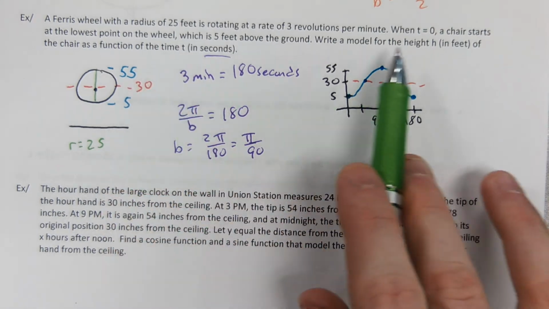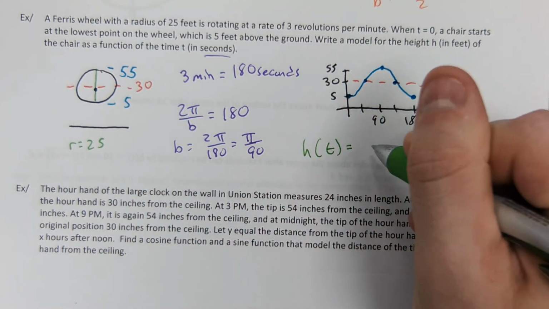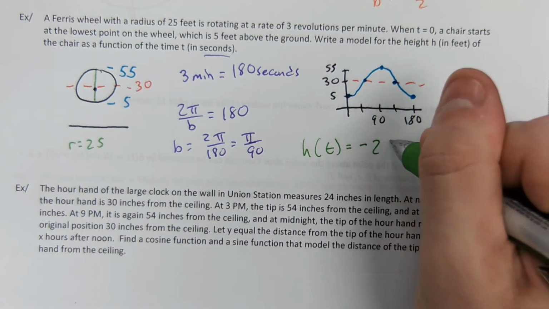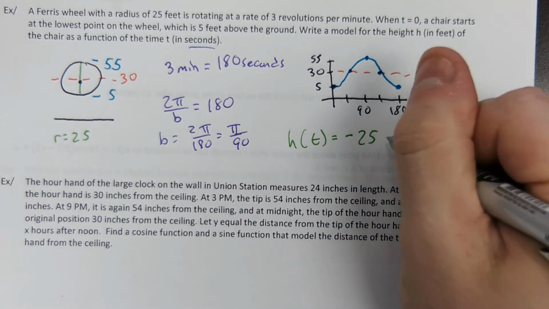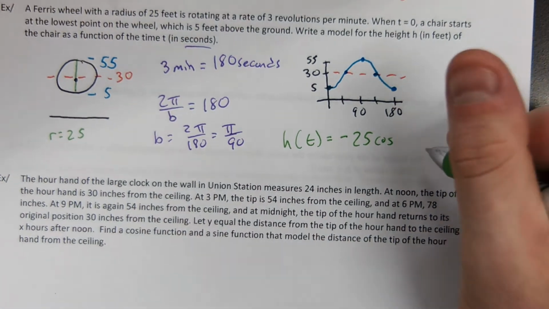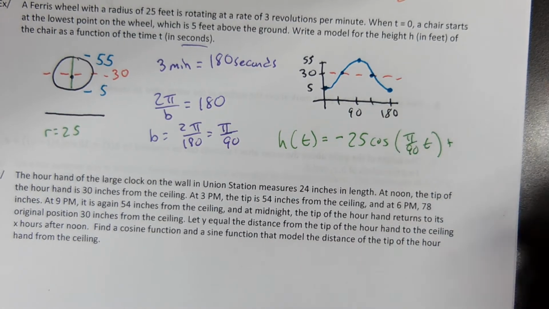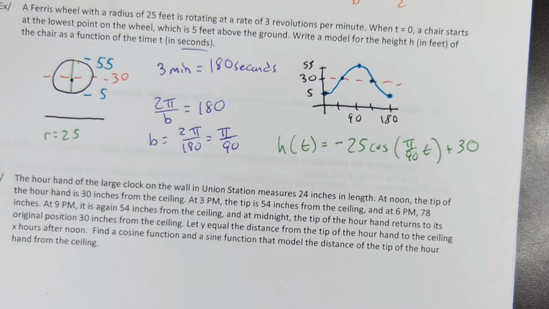What does this want us to do? Height. Same thing. So height over time in seconds is, we said, negative radius, because that's amplitude, cosine of, once again, since it starts on the y-axis, not phase shifted. So it's just pi over 90 t plus 30. Boom, there it is.